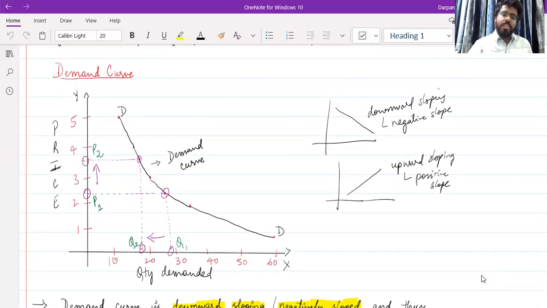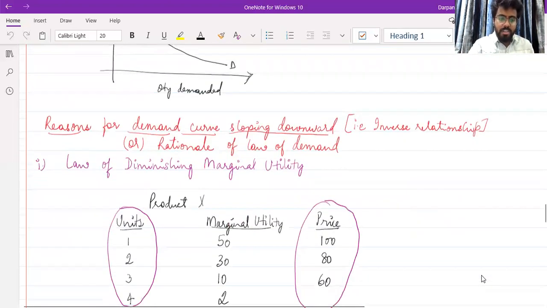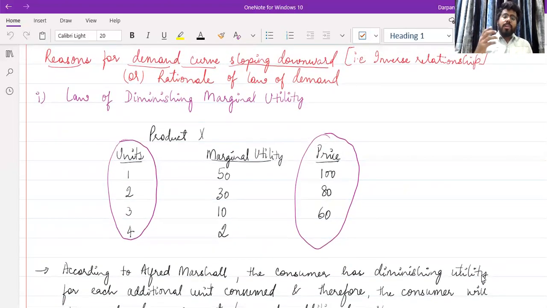Then the market demand schedule. So individual demand schedule we saw, then market demand schedule. What is the market demand schedule? It's the addition of all the individual demands, right? P, Q, R are demanding. If you add all of them, you get total market demand or the market demand schedule. Then we saw reasons for the downward sloping demand curve, or the reasons for the inverse relationship between price and quantity demanded. That means if the price is increasing, why is quantity demanded falling? Or if the price is falling, why is quantity demanded increasing, right?